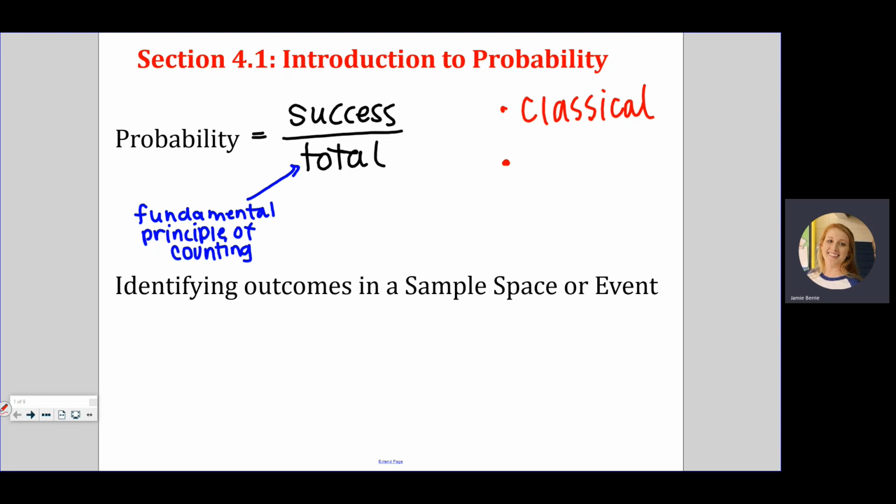Then we have experimental probability. That's where you're looking at the probability using some data that you collected through a survey or some kind of study. So that's just using data from a sample. So experimental probability uses data from a sample.